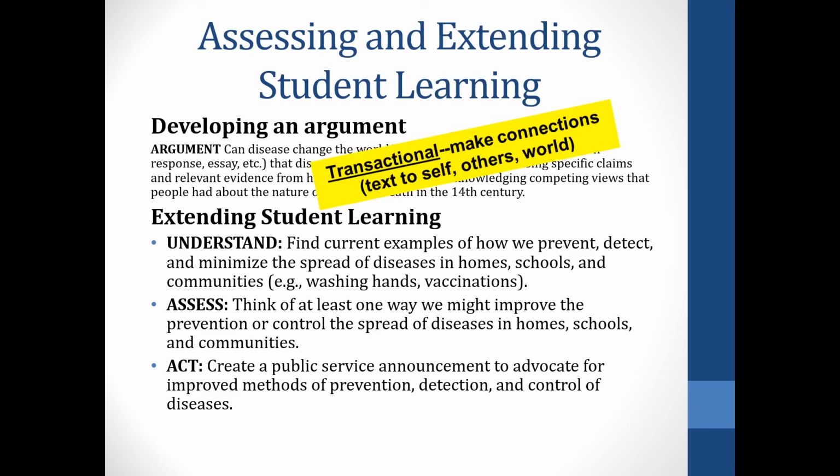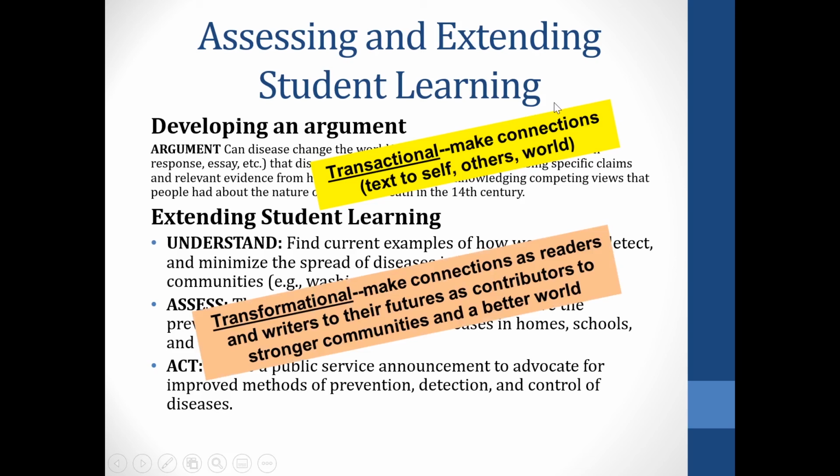It's at this point now, because this student is taking this information and using it and developing an argument, that is transactional. This is when they're making the big connections. This is, as it says up here, text to self, others, and the world. They're seeing the big picture, which then leads them into the transformational, okay? This is where they actually want, as writers and readers, to impact the future. They want to make a contribution to their society.